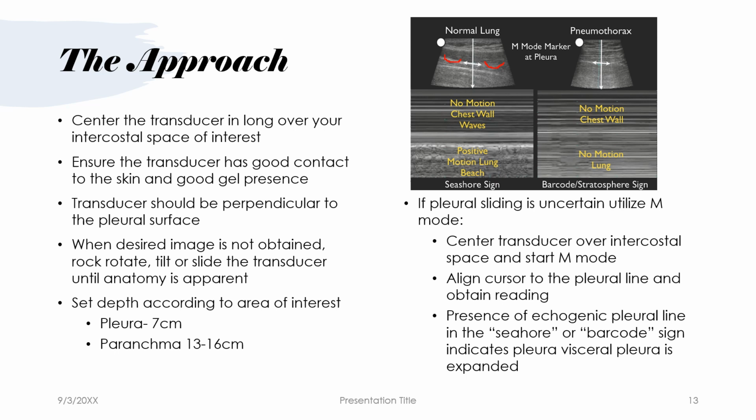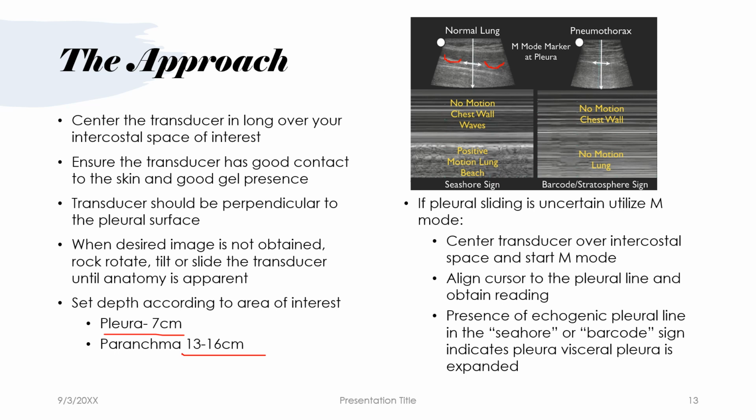Now, if you're looking at the pleura, you're going to want your depth set at about 7 centimeters. If you're looking more at the parenchymal tissue, you're going to want to go 13 to 16 centimeters. In looking at this, if you see that the pleura sliding that we talked about a couple times before, if you're indecisive on whether you can see that visceral pleura sliding, there's another option that you can use called M mode. So when you want to verify that what you're seeing on your 2D B mode image here is really pleura sliding, you can turn on your M mode.